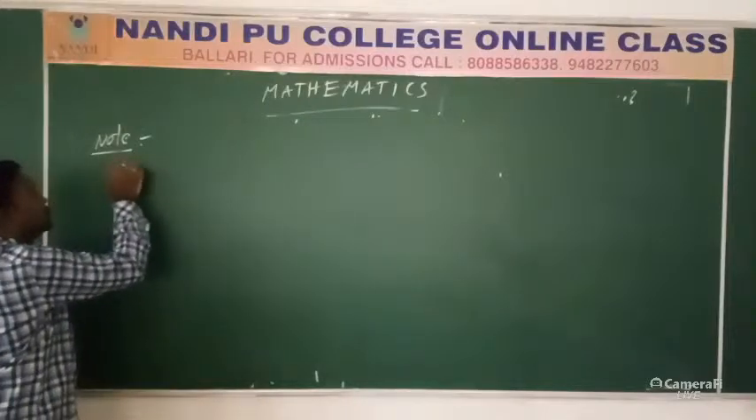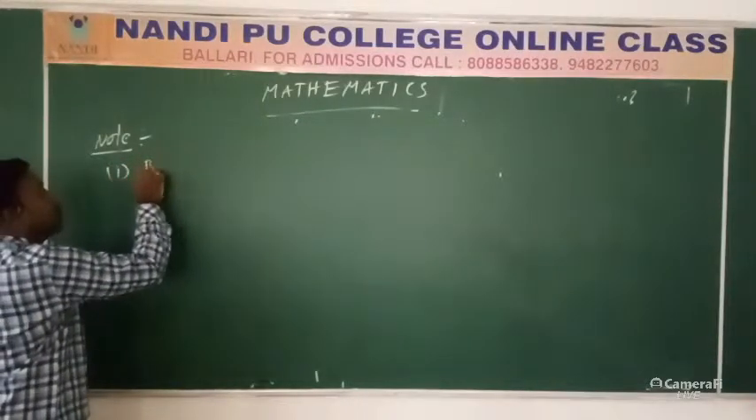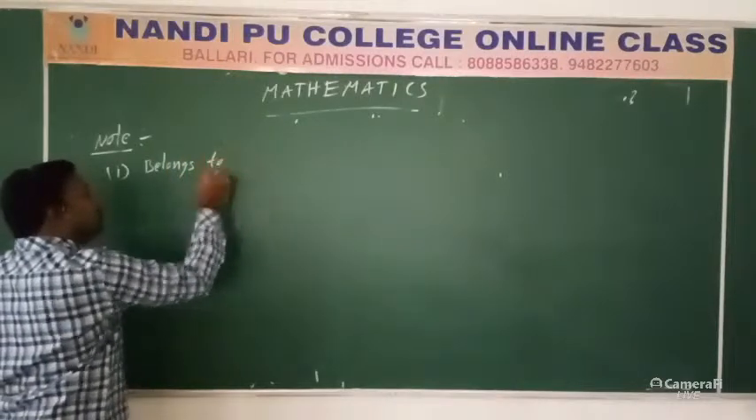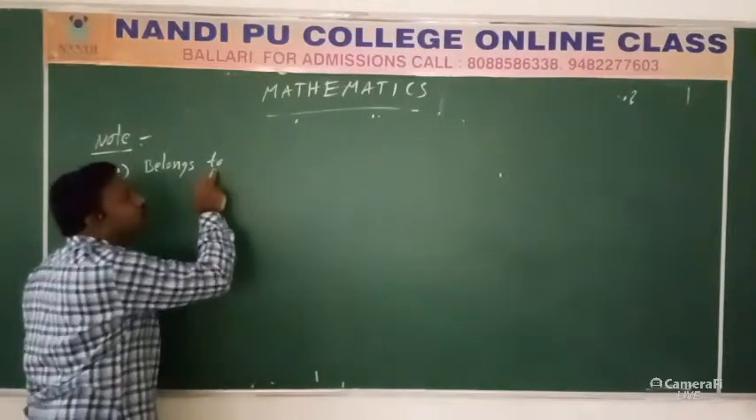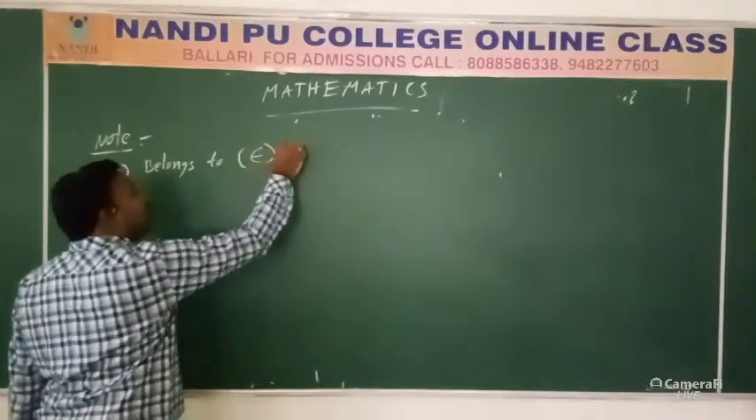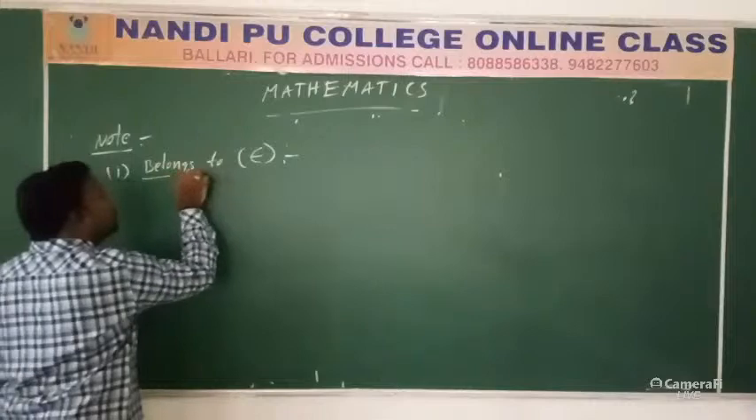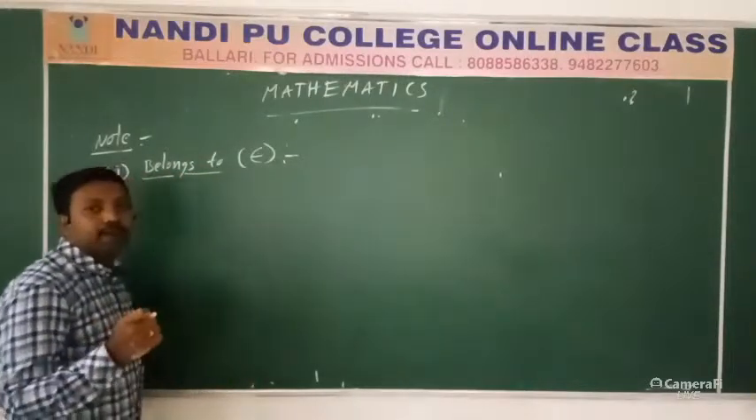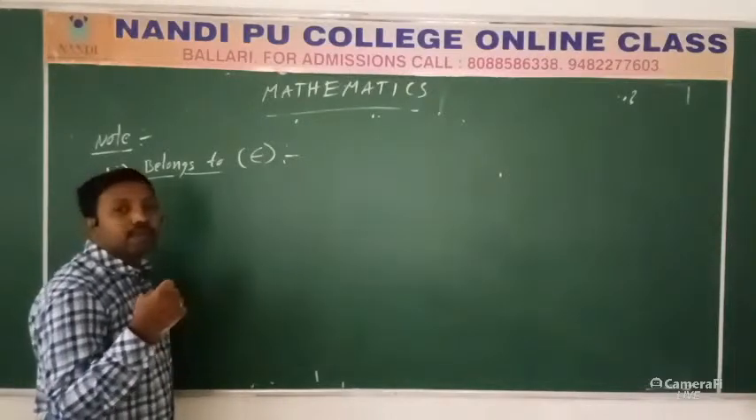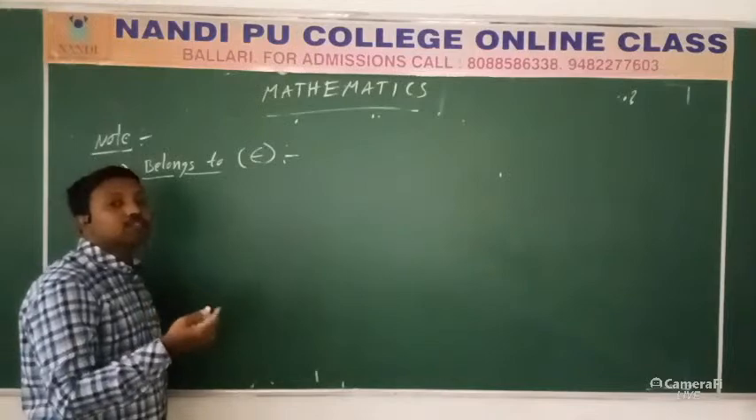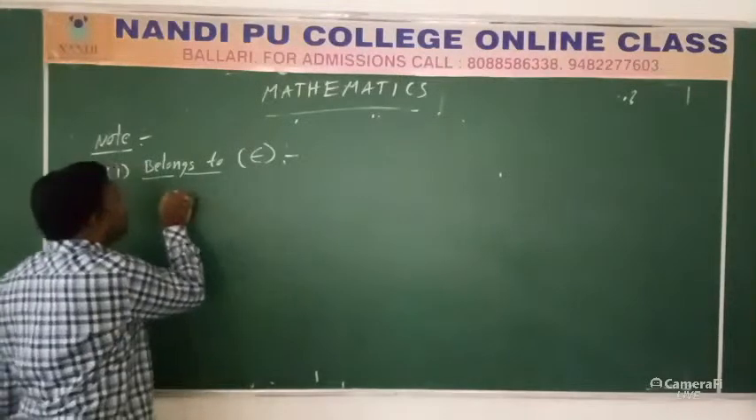First one, belongs to. The symbol of this is the symbol. What is the meaning of belongs to? If any element is present in a given set, then we will say that that element belongs to that given set.